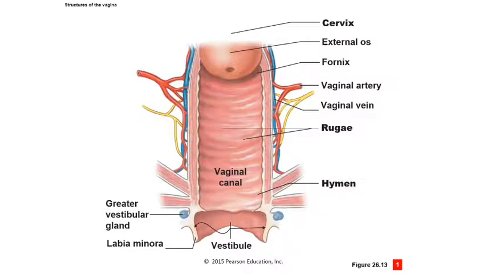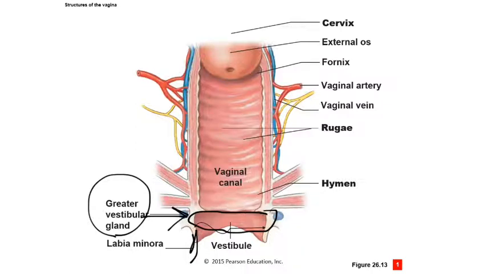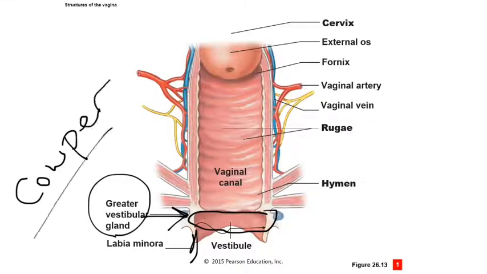So here's the vestibule, here's the labia minor, and the vestibule, the opening into. There are, and I'll mention them in a moment, some vestibular glands. These vestibular glands are going to be releasing fluid for lubrication, and they are similar in purpose to the Cowper gland. Remember, the Cowper glands in the male were releasing pre-ejaculatory fluids. Same thing here, the greater vestibular glands are going to be releasing fluid to help with lubrication.